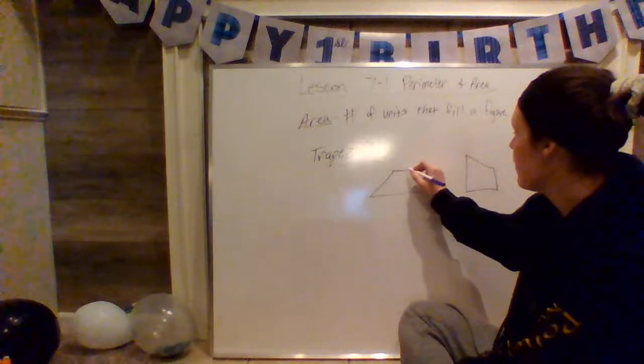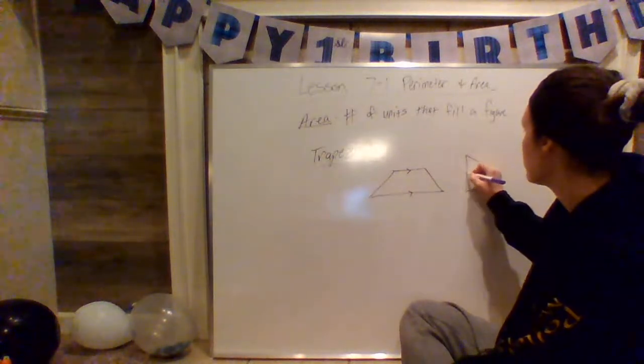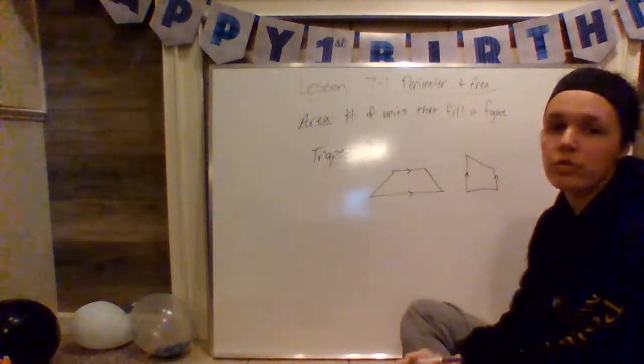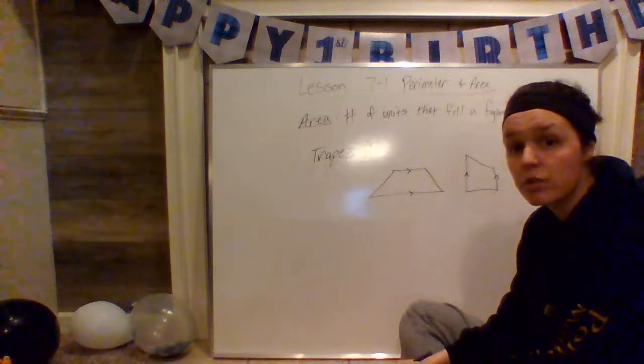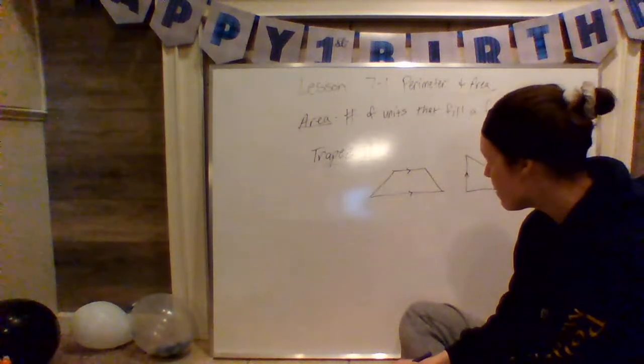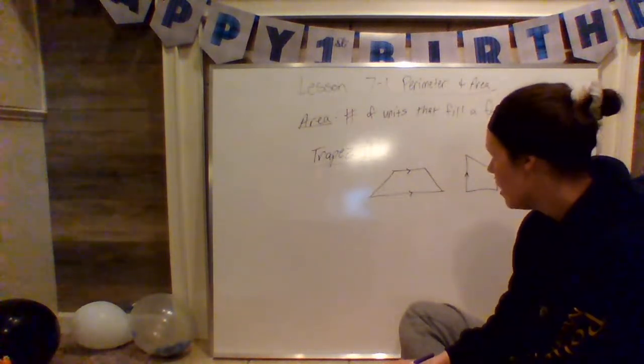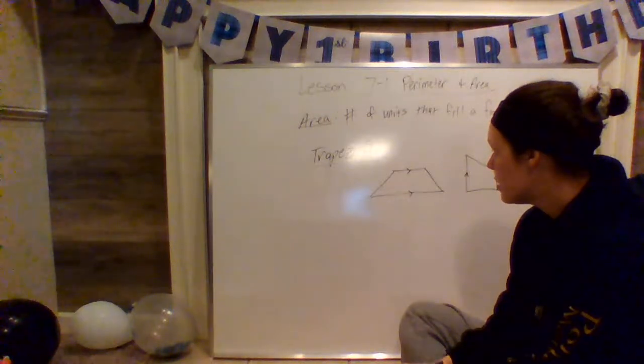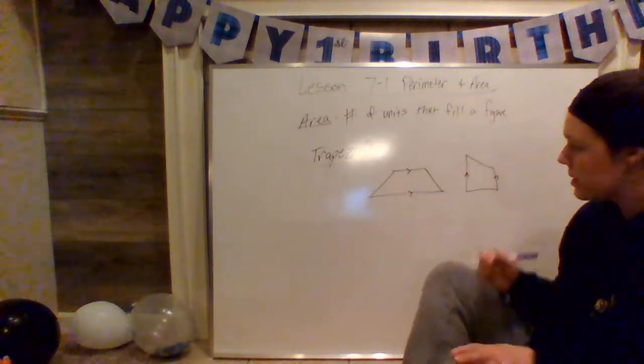So parallel, remember, it means that they are going in the exact same direction. So it would be these 2 right there. Those little arrows mean that they are going parallel to each other. So a trapezoid's formula, okay? You need a couple pieces to that.